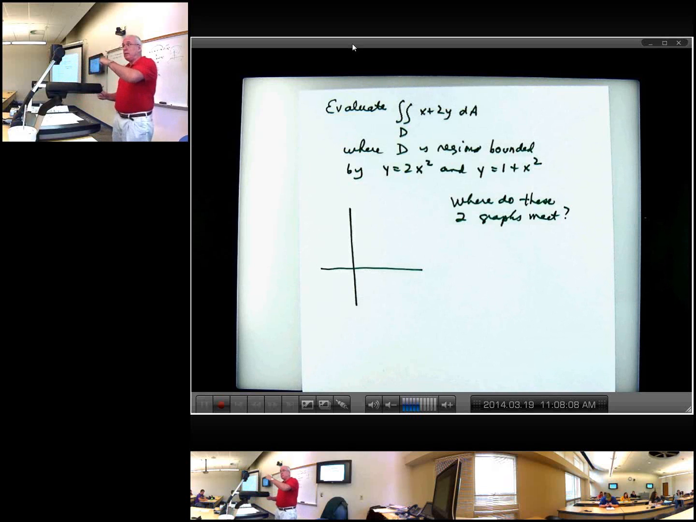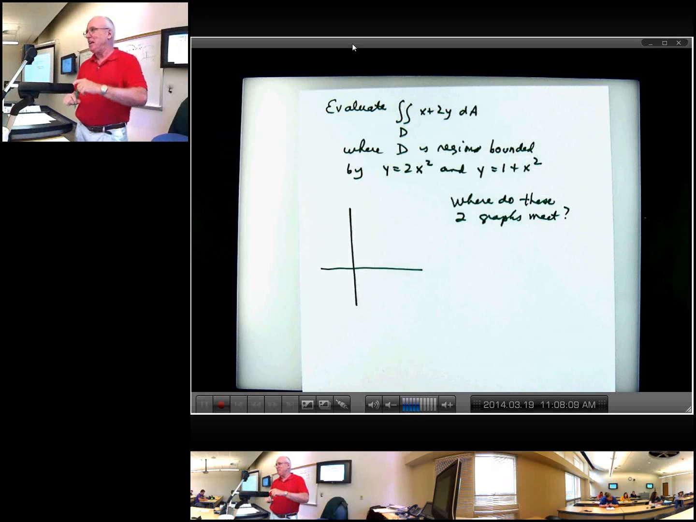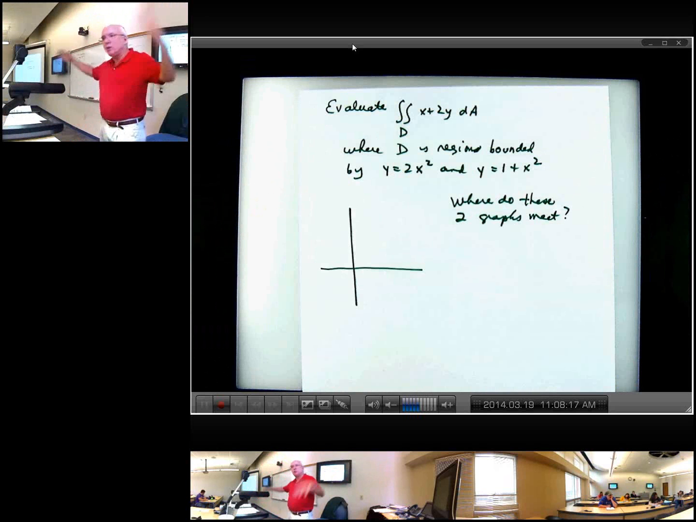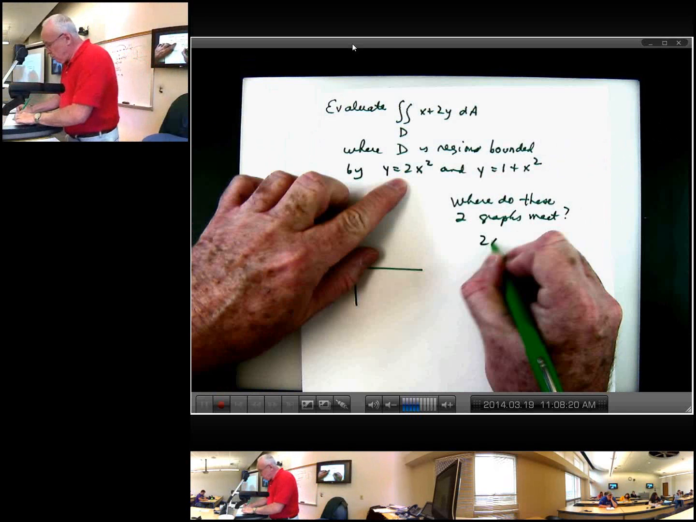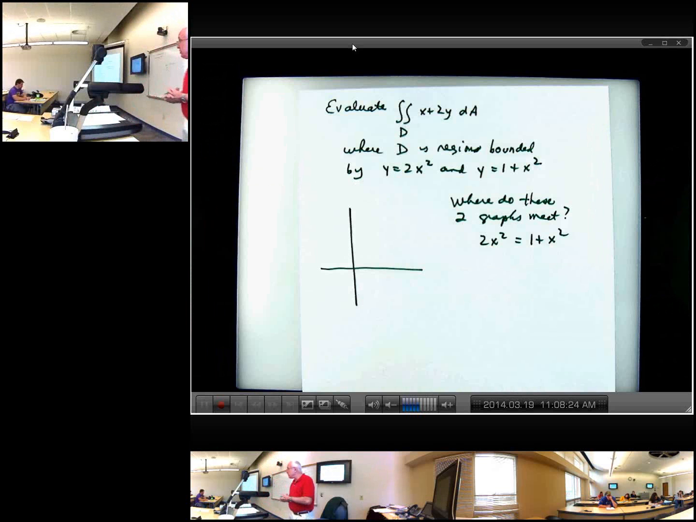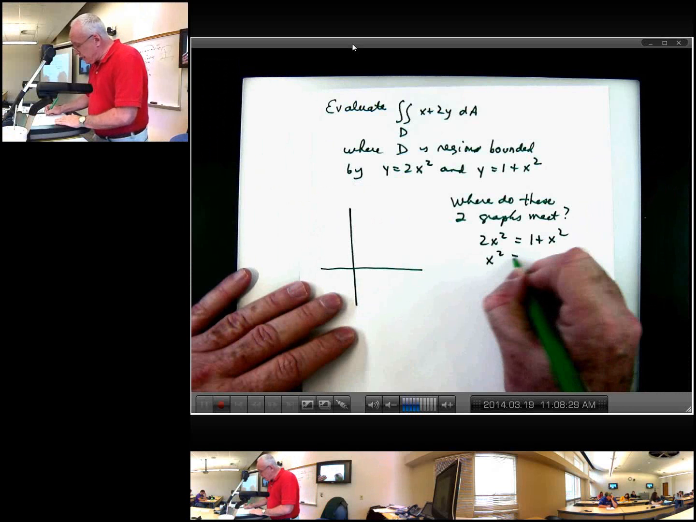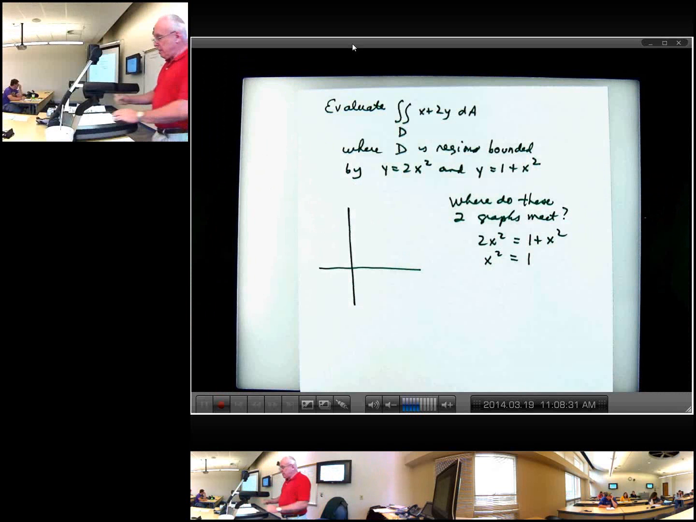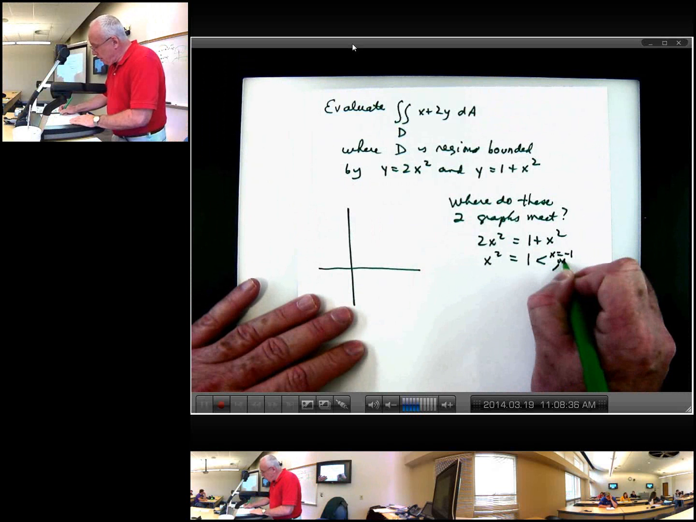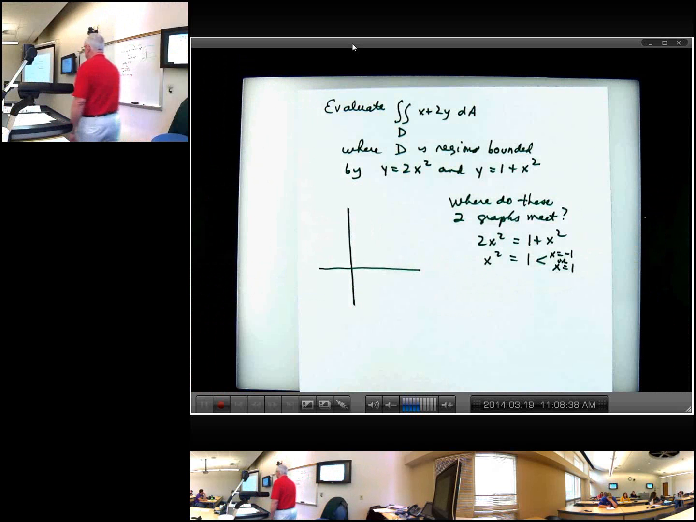Yeah, set them equal to each other. Here, y is equal to 2x squared, y is equal to 1 plus x squared. Well, let's just set 2x squared equal to 1 plus x squared and solve for x, okay? So let's just subtract x squared. We get x squared is equal to 1. So that means, of course, that x is equal to minus 1 or x is equal to plus 1. So those are our two x values where they meet.